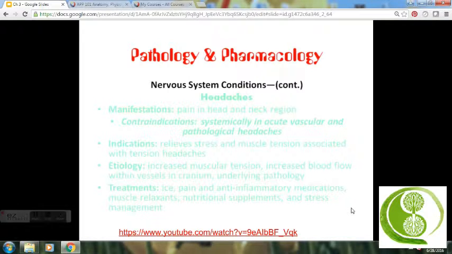Indication: massage is going to relieve stress and muscle tension associated with tension headaches. And these are usually the ones that people are going to be coming to us for. They come to us also for migraines, but not during the acute active phase of the migraine. The cause is increased muscular tension, increased blood flow within the vessels in the cranium, or an underlying pathology. Treatments include ice, pain and anti-inflammatory medications, muscle relaxers, nutritional supplements, and stress management. We have a video for you to go watch and come back and we'll continue on.